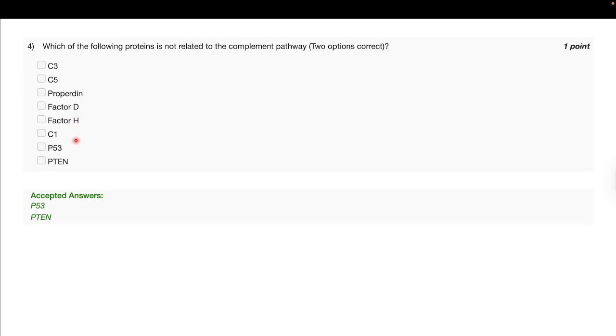So the only options that don't fit into the complement pathway are P53 and P10. I hope that's pretty straightforward. If there are no doubts, we'll move on towards the fifth question then.